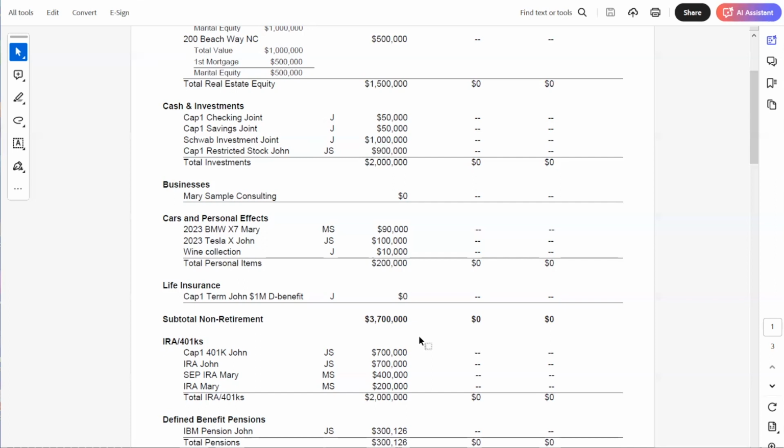Other types of life insurance may have a cash value. If it does have a cash value, we would list it here. And that is also subject to division in a divorce.